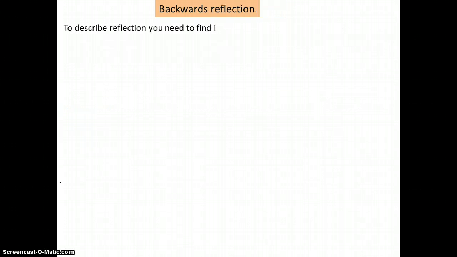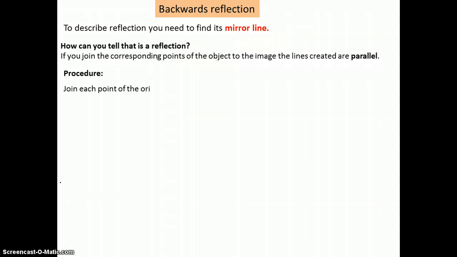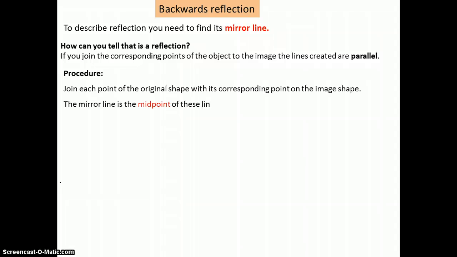To describe a reflection, you need to find its mirror line. How can you tell that it's a reflection? Well, if you join the corresponding points of the object to the image, the lines created should be parallel. The procedure is to join the corresponding points of the original shape to its image, and the mirror line is the midpoint of these lines.